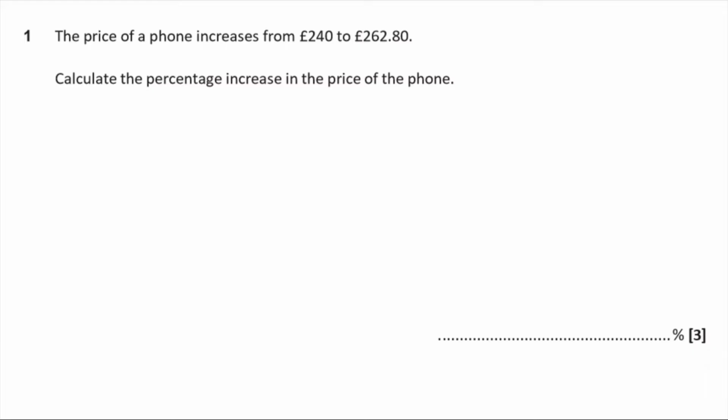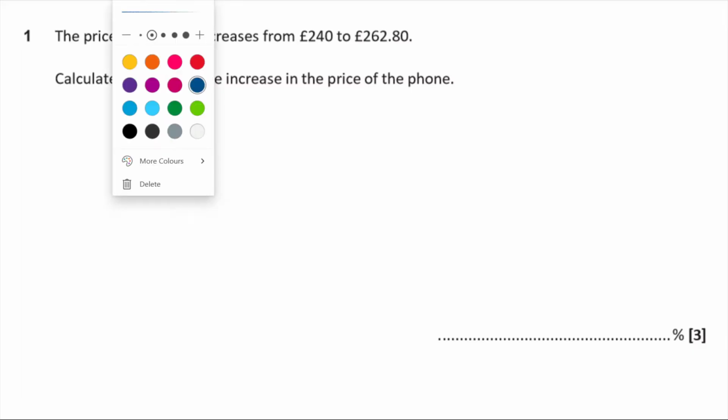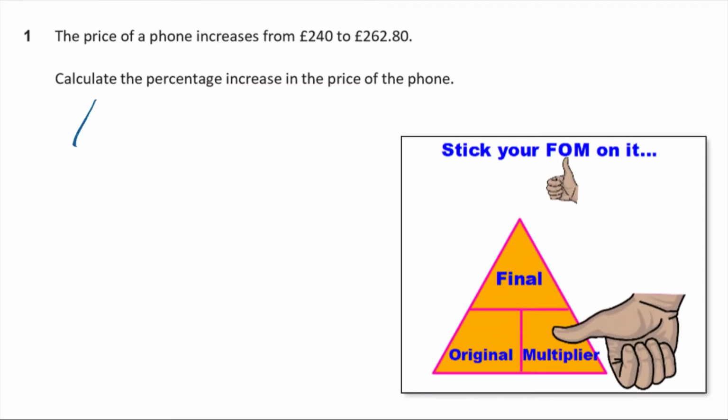Question 1. The price of a phone increases from £240 to £262.80. Calculate the percentage increase in the price of the phones. Okay, so I like to do my percentages with this triangle, FOM. Stick your thumb on it. It's just a good way of remembering how to do all the various types of percentage question, because they're all very similar, but the methods aren't, so you end up picking the wrong method a lot of the time. This is just a way of thinking about questions that avoids that.